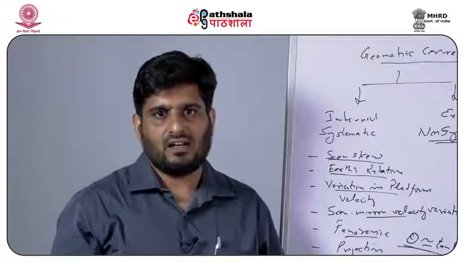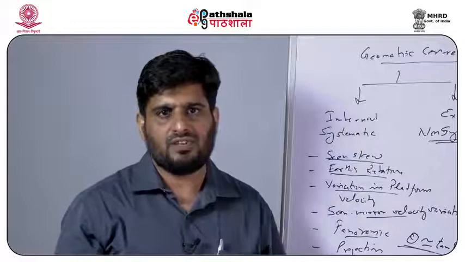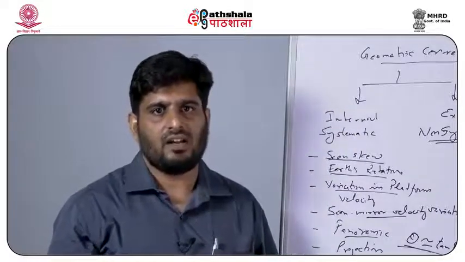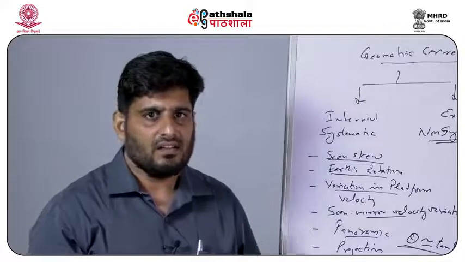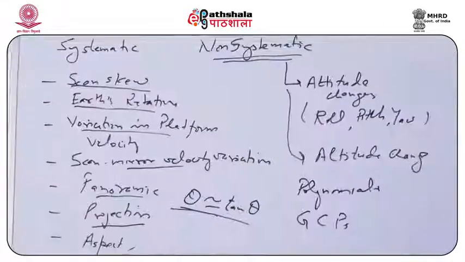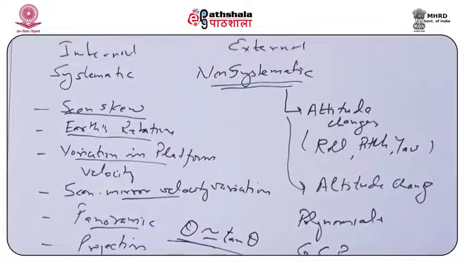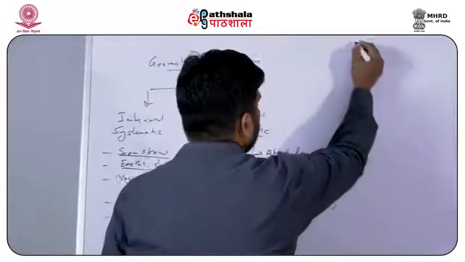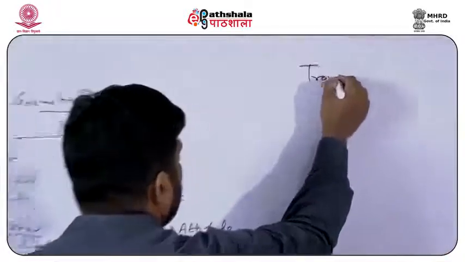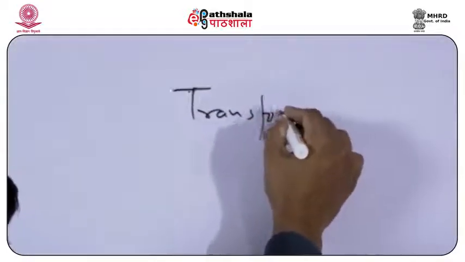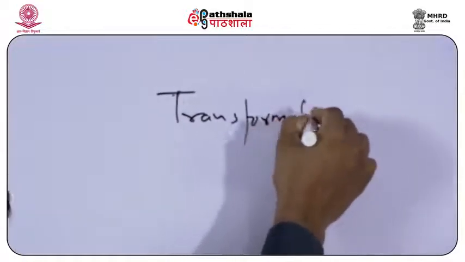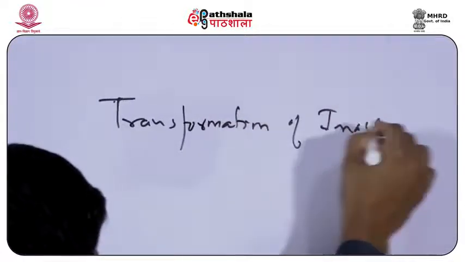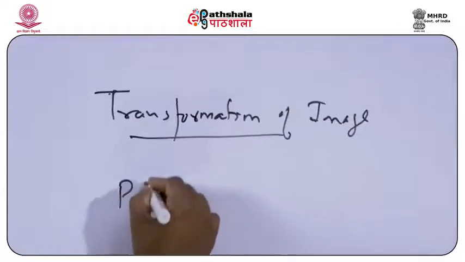Similarly, the change in the terrain, the relief displacement or the change in the elevation of the terrain, as well as change in the altitude of the aircraft, may also result in this non-systematic kind of error. Now when we have to remove these errors, we can make use of polynomial equations or transformation equations. The process is therefore called transformation of the image, which makes use of polynomial equations.